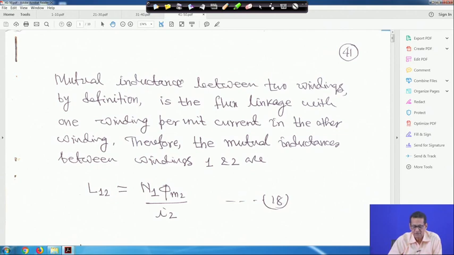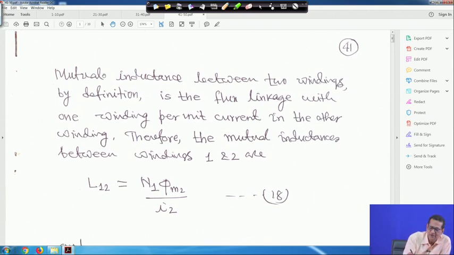So now mutual inductance between two windings by definition is the flux linkage with one winding per unit current in the other winding. Therefore, the mutual inductances between windings 1 and 2 are, this also you know, right.